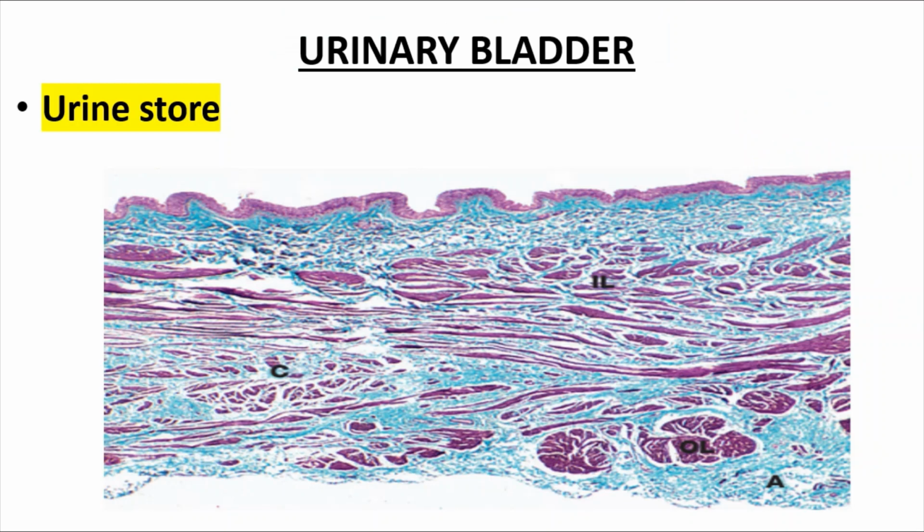Okay. Let's move on to the urinary bladder. The urinary bladder stores urine. This is the function. It is made up of the urothelium. So this is a urothelium, the transitional epithelia.